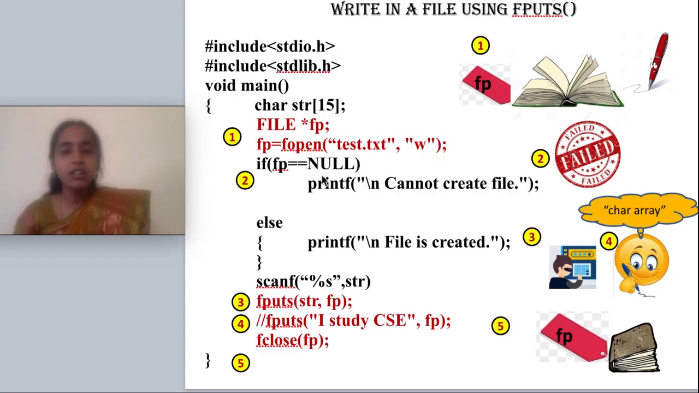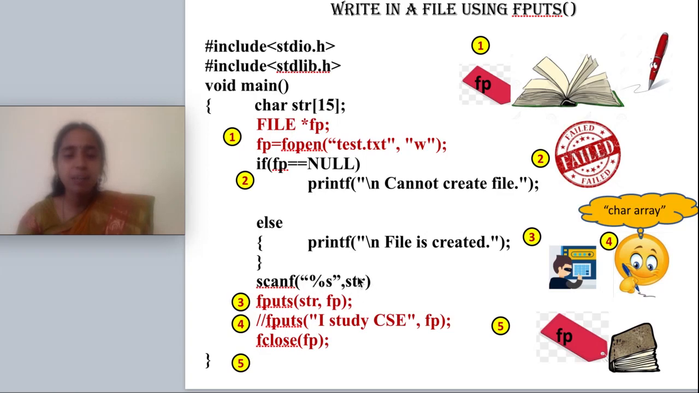If the file pointer has a null value, the file is not created. Due to memory space shortage, or some other problem, the file may not be created. If such a problem occurs, your fp will have the value null. So if fp is equal to null, you cannot create a file. Else the file is created.